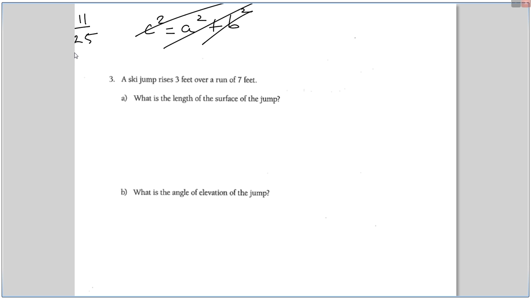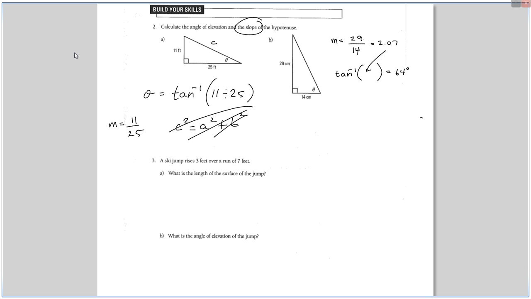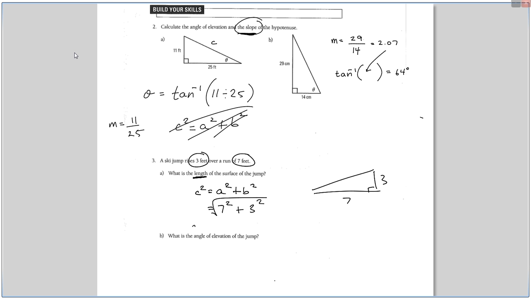Okay, now take a look at 3. See, what's the difference in 3? In 2 it says what's the slope of the hypotenuse, but in 3 it says what is the length of the hypotenuse. So that means now you've got to use this. So be super careful. The word length, you're going to attribute in your mind to the Pythagorean theorem. The rise and the run are the two legs. So the ski jump, the rise is 3, the run is 7, the right angle is down in the corner. So 7 squared plus 3 squared, and then you square root that to solve for c.